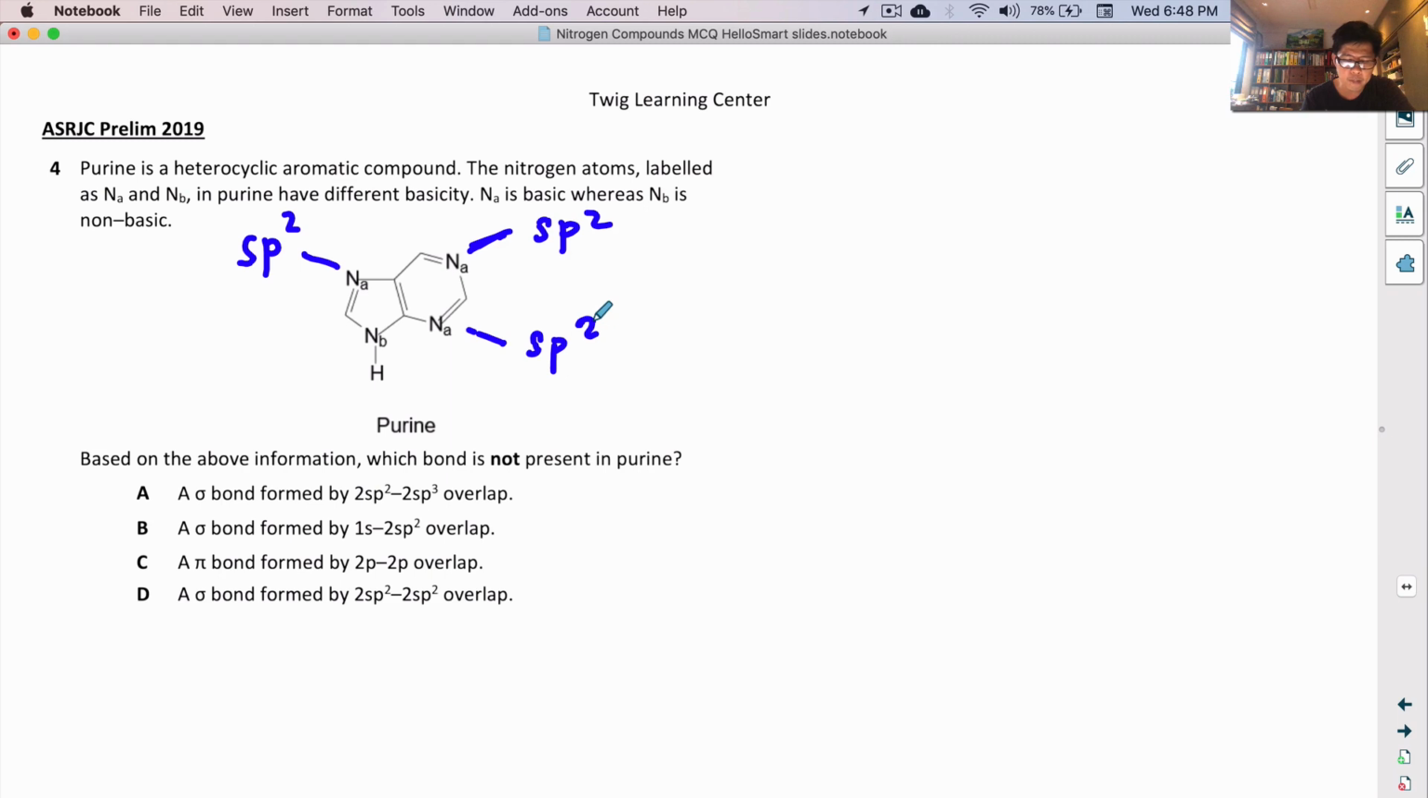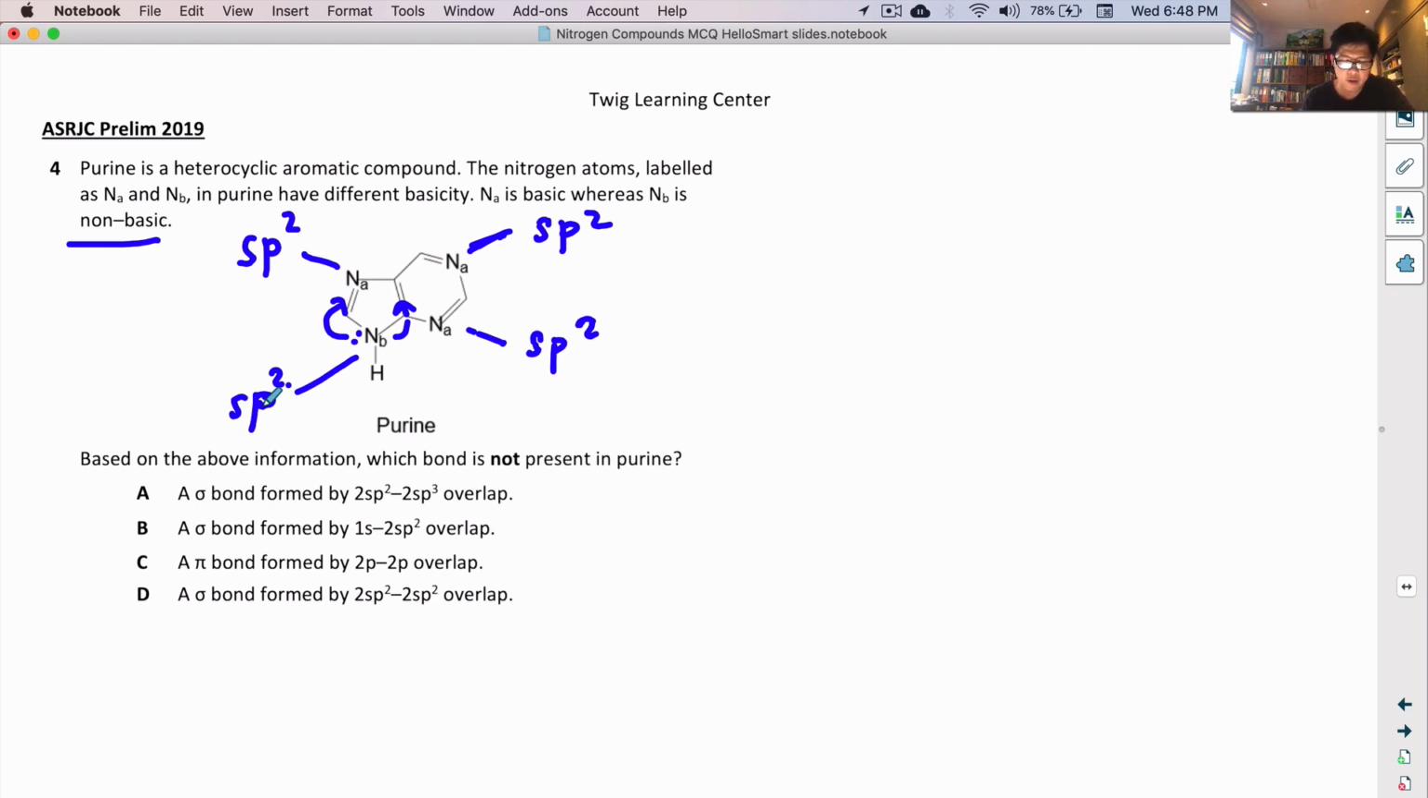This Nb is, they say, non-basic. Why? Because the lone pair would delocalize into the pi electron cloud of the Cn and Cc double bond, so it's not available. For the Nb, the electrons delocalize. In fact, Nb is also sp2 hybridized, and the electrons in the p orbital can delocalize.